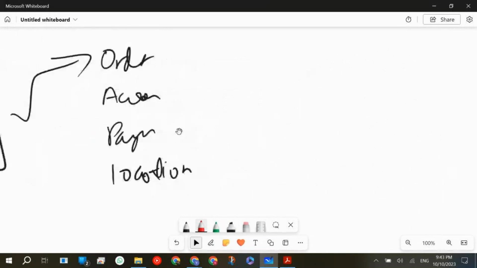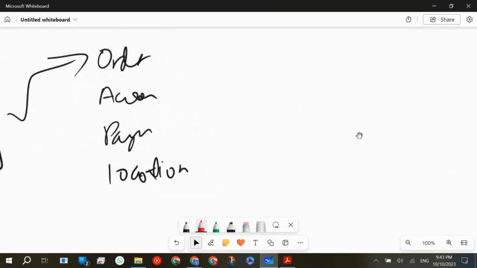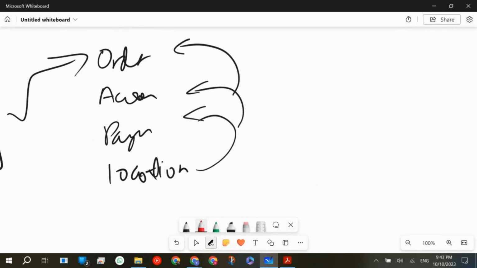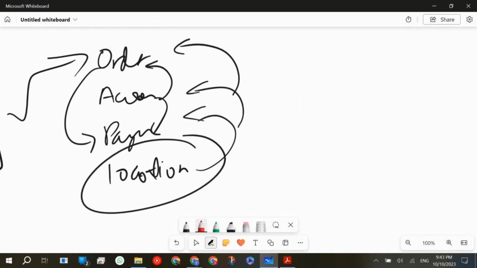Now if I look at these four functions, let's say location is required by all these functions, and payment can be developed only after order, and accounts is required by payment and orders. So there is an interlink: unless a developer develops location, order, accounts or payments, other people cannot start working on those. They had a dependency on each other.